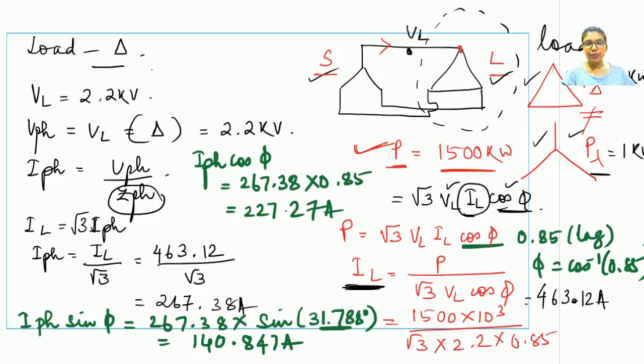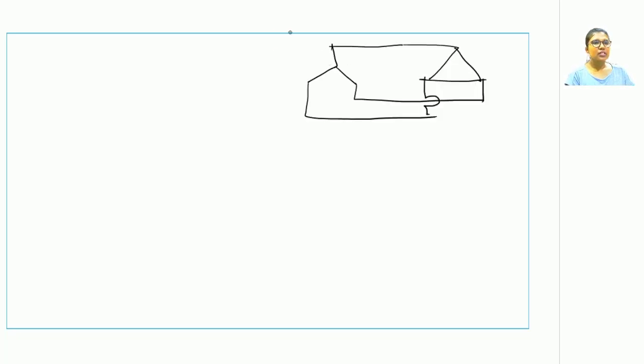Now let us start working at the source end. I am drawing the source and the load representation once again. This is the source and this is the load. And the value of VL is known to us. So I'm writing it here, VL is 2.2 kilovolts.